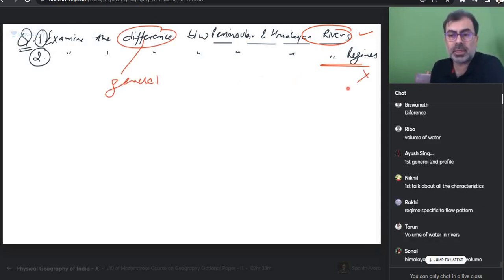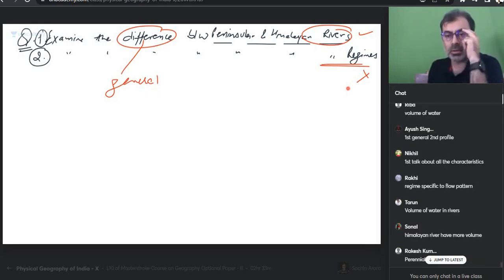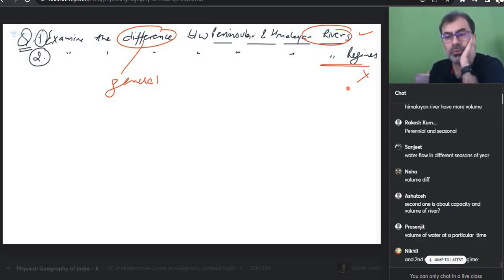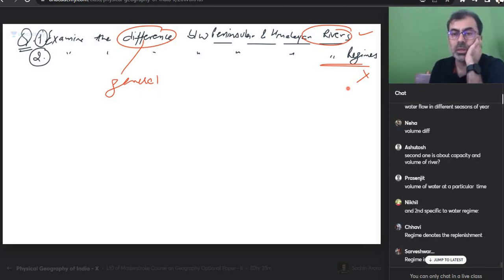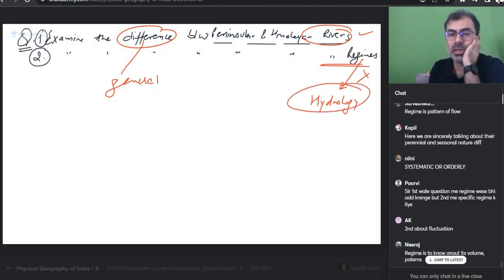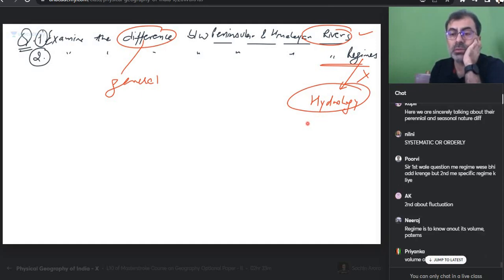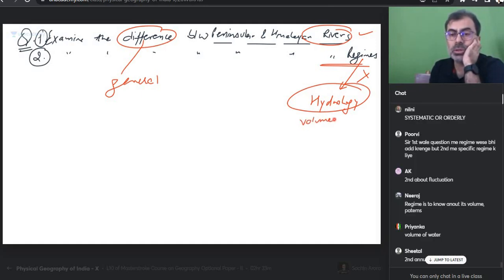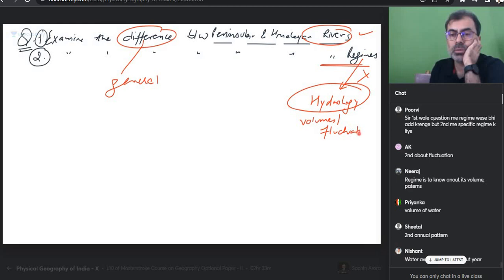Ayush, where did you get that from? What is profile, man? First talks about all characteristics. Regime is about flow pattern, hydrology. Yes, absolutely. So regime is about hydrology. And what did I tell you? Second is about seasonal fluctuations, volumes, and fluctuations. Perfect. Thank you. So when you're reading the question, will you be mindful of what the question is?